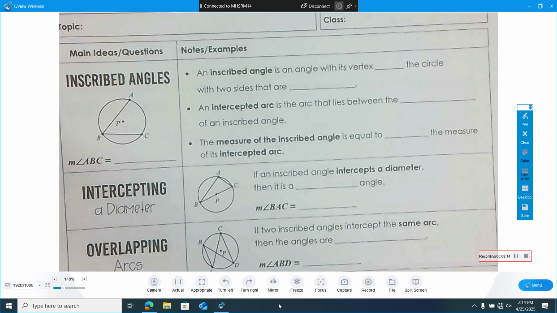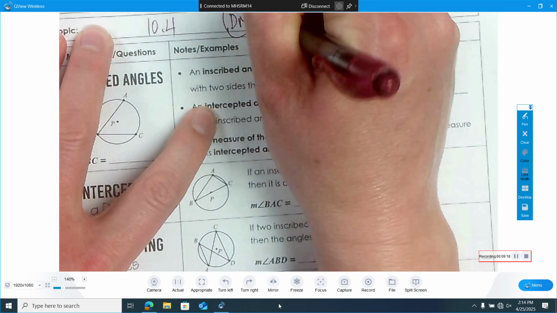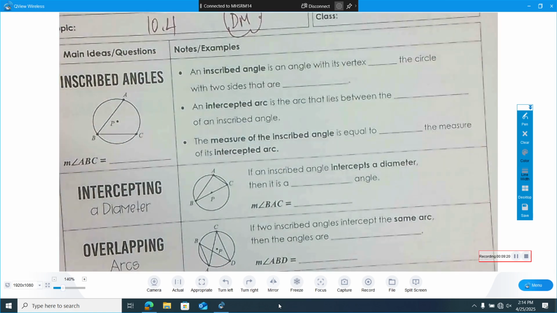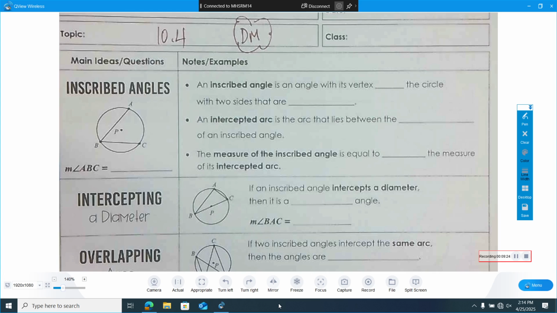All right, so this is section 10.4, and you guys have a Delta Math tonight. I did update your grades. I will update them after school real fast, too. So if you're missing, you have time today to do today's Delta Math and yesterday's if you haven't gotten it done, okay? All right, so today we're talking about inscribed angles.